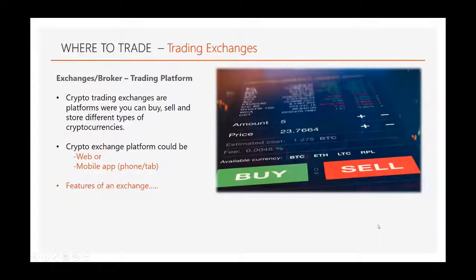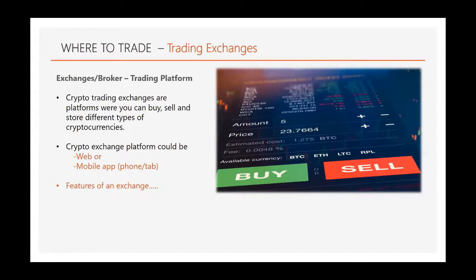Where to trade? We trade on an exchange. An exchange for forex traders, they call it a broker, or in crypto, we call it an exchange. That's a platform where you can buy and sell. So, crypto trading exchanges are platforms where you can buy and sell or store your different cryptocurrencies.